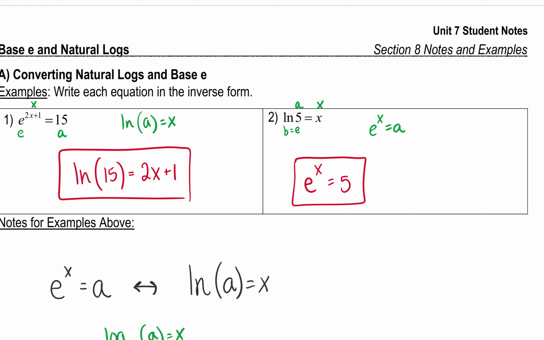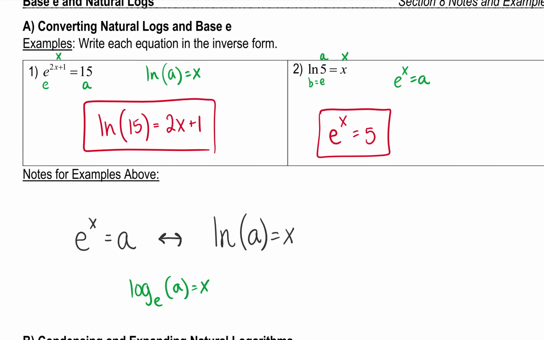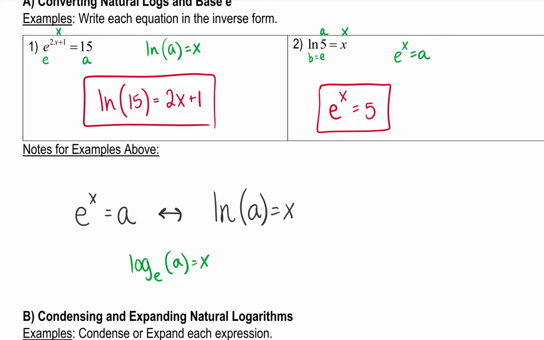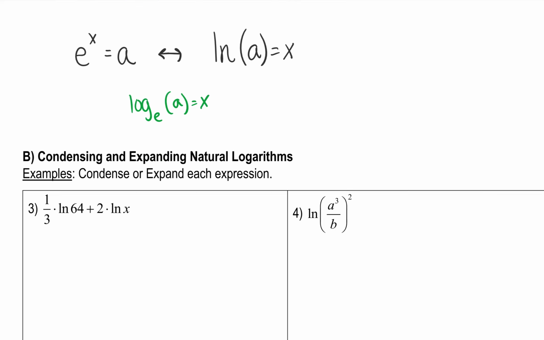So that's converting. I did one of each. Now your homework has a few more. I would definitely practice these. Even though they're very similar to what we've been doing, again it just replaces and puts in an E in natural log instead. So it's just recognizing that change.